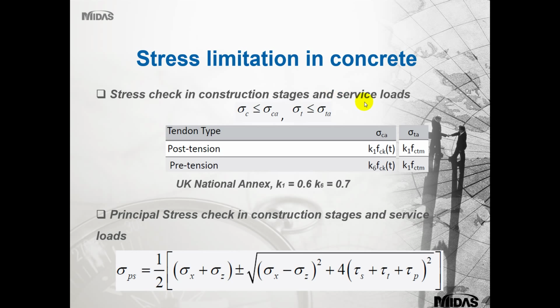So just looking at the stress limitations in concrete, the combined normal, axial and bending stress checks and principal stress checks for the box girders, including the normal and the shear stresses. So you can see from the calculation at the bottom there.